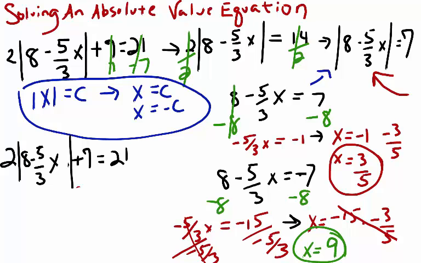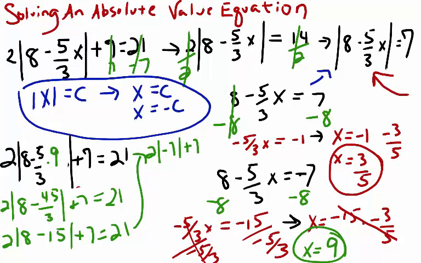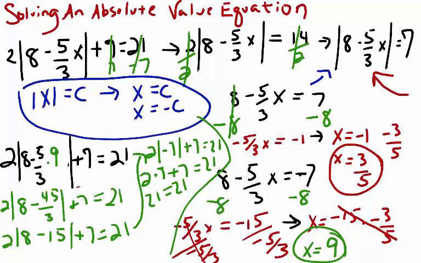Now I'll check my solution 9. So I'll go back to my original absolute value equation. I'll replace x with the number 9, and we'll work it out. 2 absolute value of 8 minus 45 thirds plus 7 equals 21. That gives us 2 absolute value of 8 minus 15 plus 7 equals 21. And that gives us 2 absolute value of negative 7 plus 7 equals 21. Now the absolute value of any number is always positive, so 2 times 7 plus 7 equals 21. And we can see easily that that's going to work out to 21 equals 21. Therefore, our solutions work. So we know that x equals 3/5 and x equals 9 for this equation.